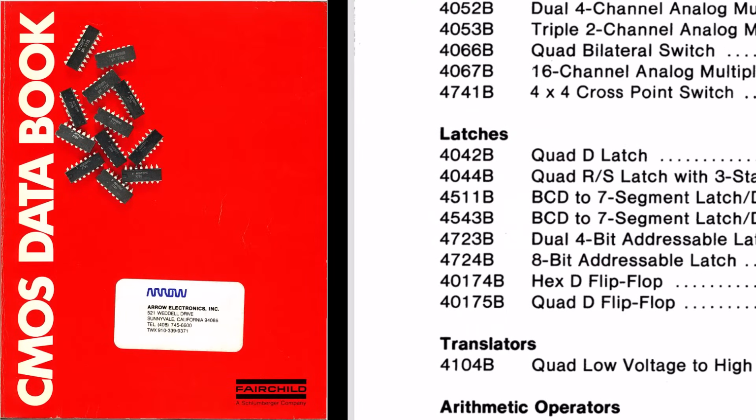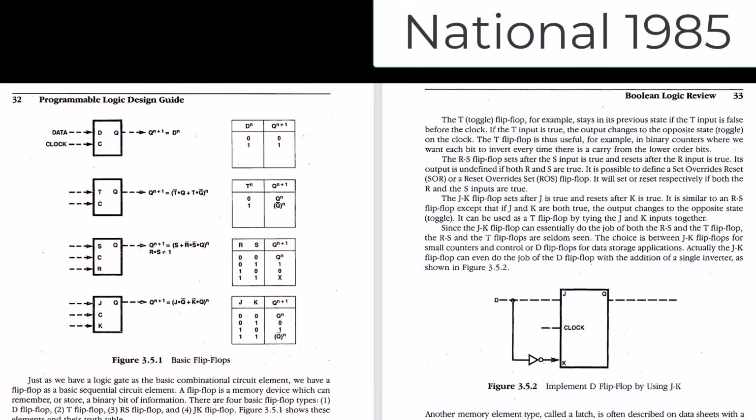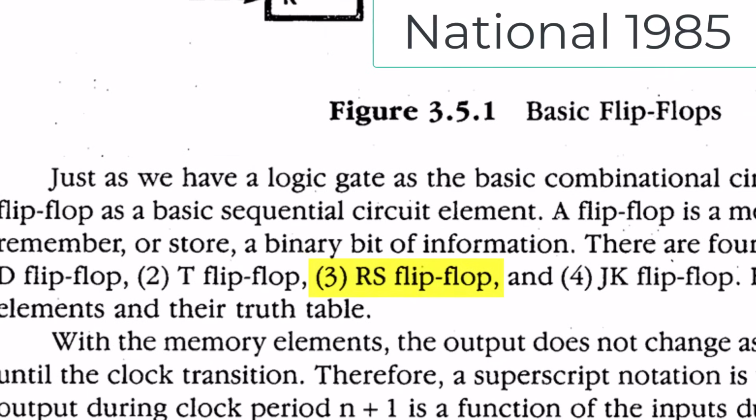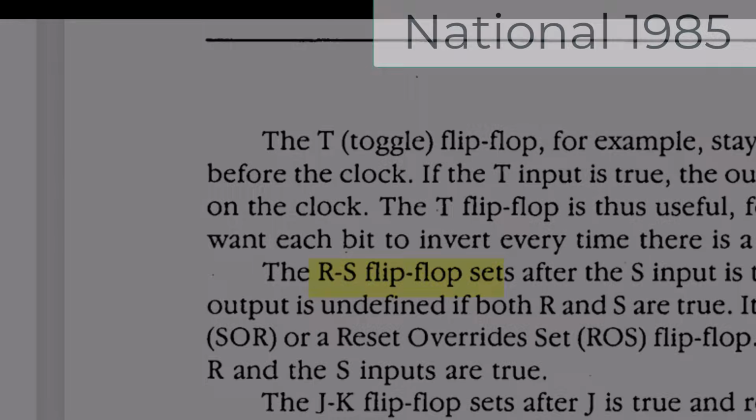Fairchild called them RS through most of the 70s. National changed to SR in the data books in about 76, but they didn't re-edit any of their training or educational materials, so the data books say SR, but all the training materials still said RS all through the 80s.